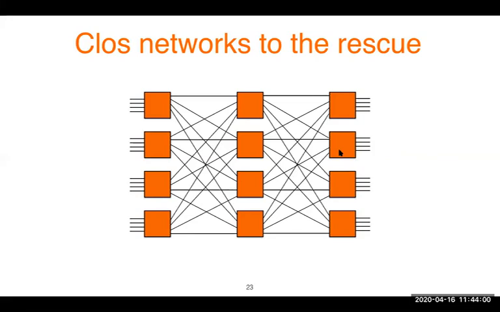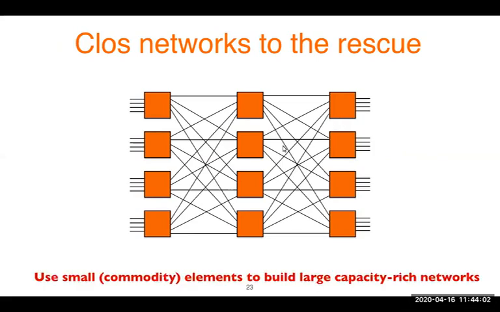It's basically you're building a larger switch or a larger network out of a whole bunch of smaller switches or smaller network switch elements. And so this has the theme of we want to build a large, high capacity network using small, and in our case, commodity building blocks.